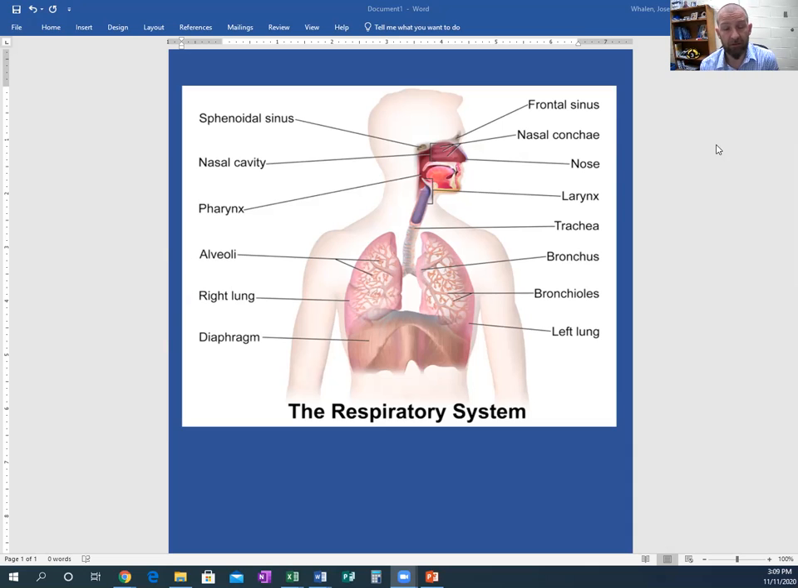We'll move inferiorly, and we're going to get to the epiglottis first. And then we get to the larynx, which is our voice box. The bottom of the larynx has the cricoid cartilage. It's that complete ring of cartilage there that separates the upper airway from the lower airway. Also holds open, basically forms the opening for the trachea.